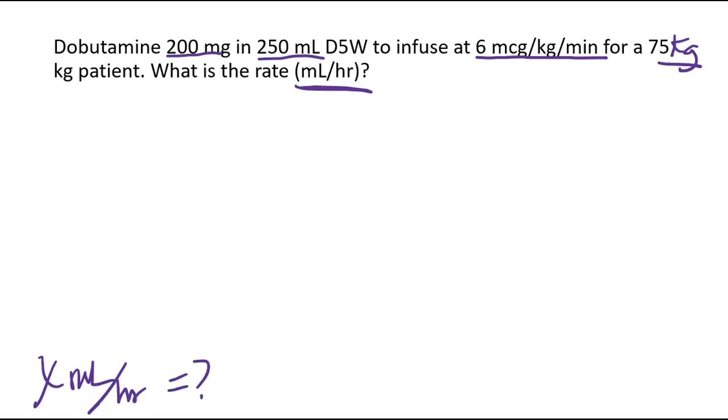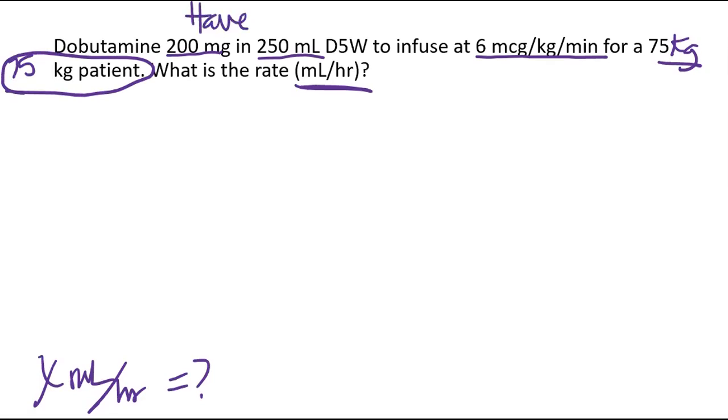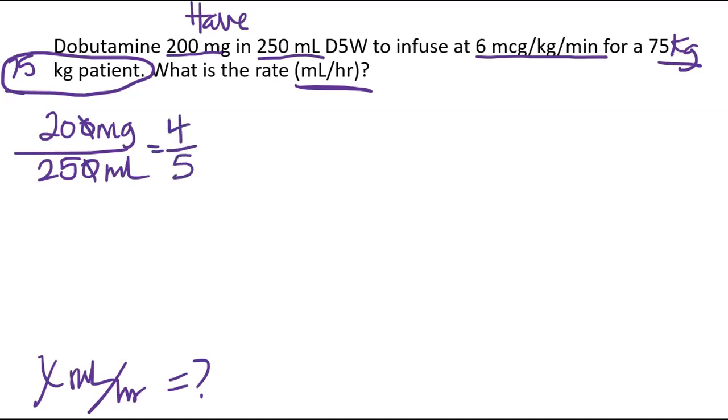So what do we have here? We've got a 75 kilogram patient. Let's see if I could do that here. Circle, that's the patient. What we have up here is 200 milligrams and 250 milliliters. And we can cross out a 0 here, and we've got 20 over 25. You know, 4 times 5 is 20, and 5 times 5 is 25. So you can go 4/5, and that would be milligrams per ml. And that would even go to 0.8 milligrams per mil.